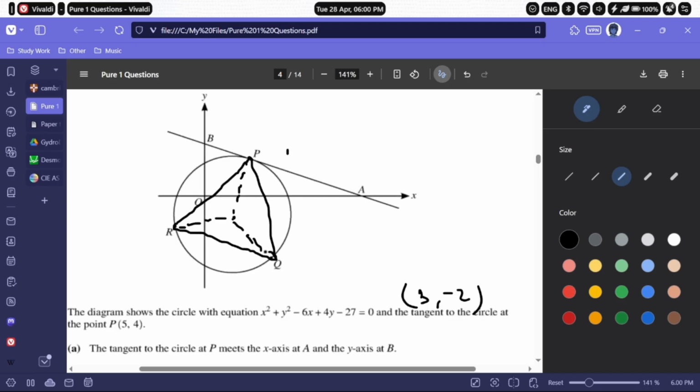Since it's equilateral, all three sides are equal. Another thing to keep in mind is that if you look at CQ, CQ is just R, and CP is also R. So you get a triangle formed by CQP, for example, and this is isosceles. So that means this would be 60 degrees, this would be 60 as well, right?